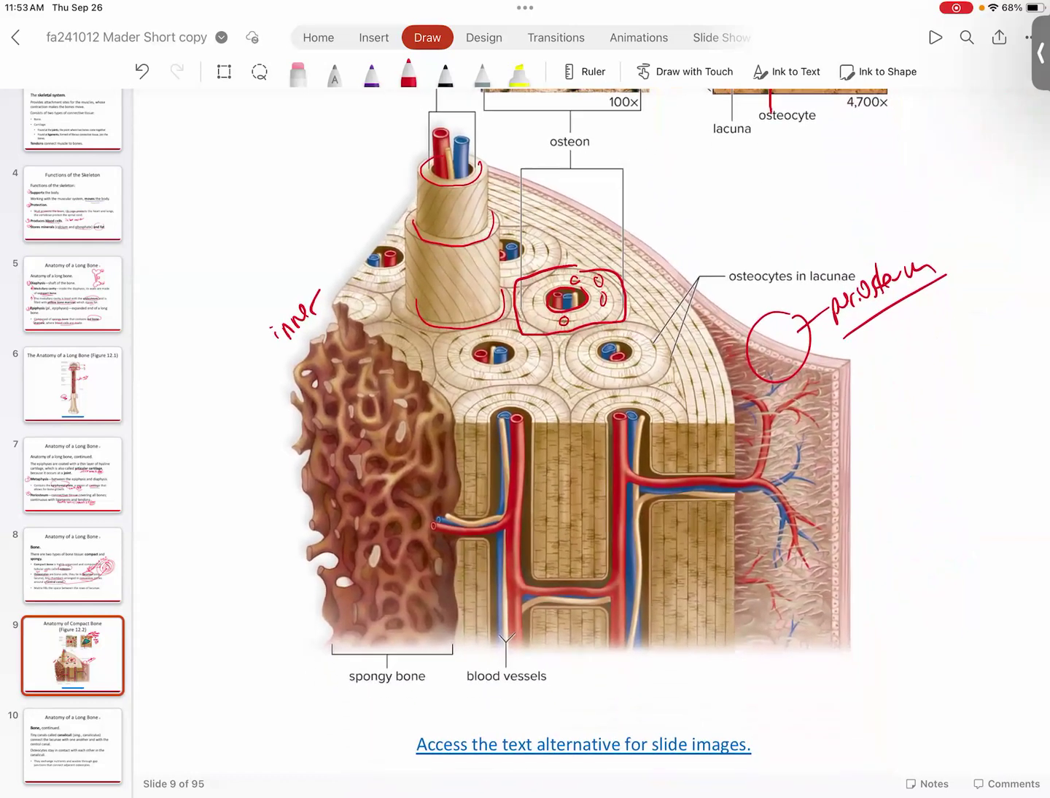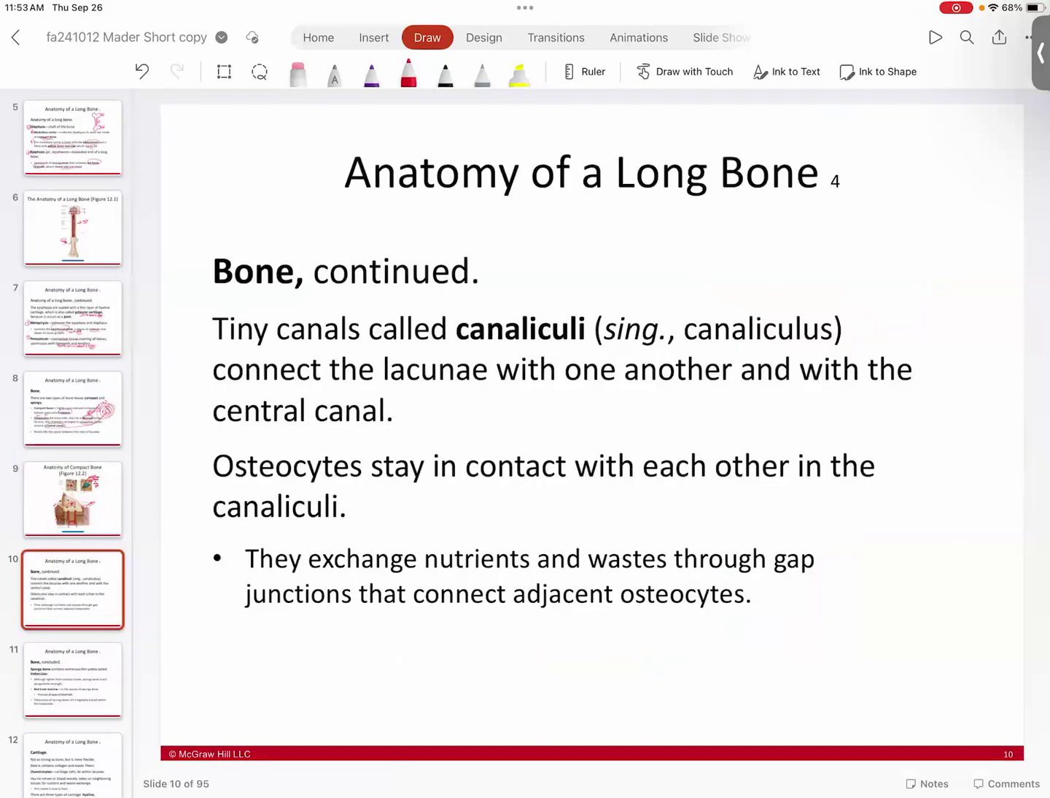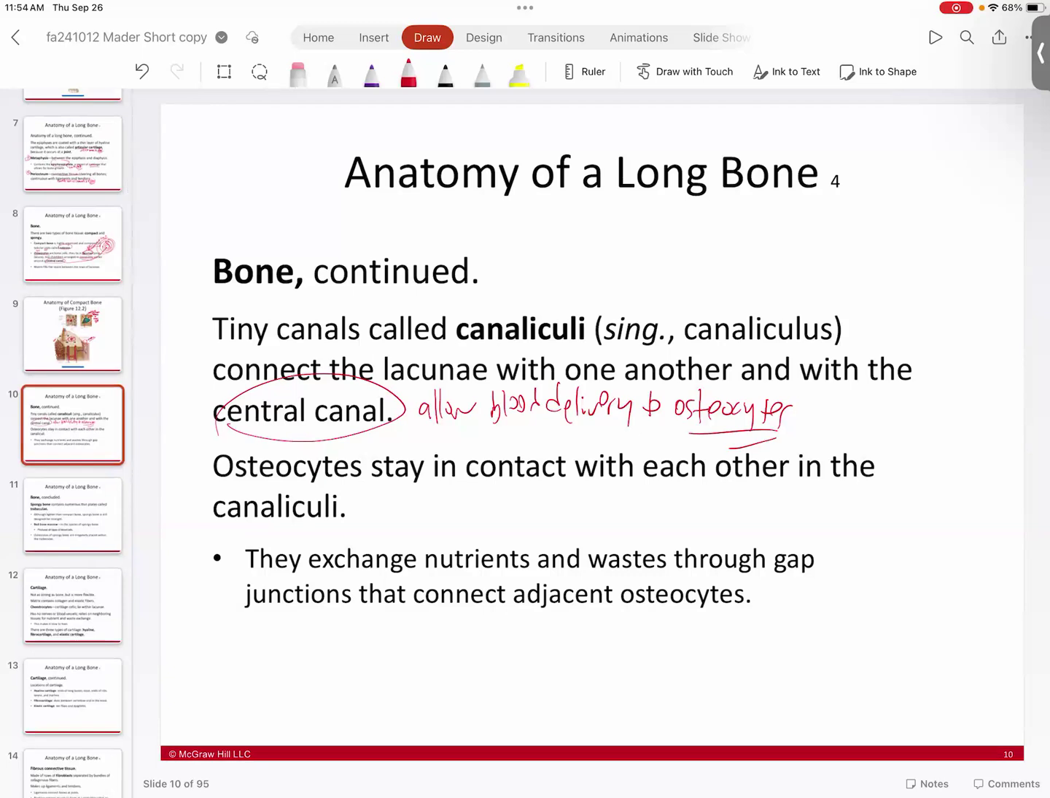If you take a look at it from the side, you can see that these central canals are long and cylindrical, so they run the length of your bone. And then every now and then you'll have these little cross channels that connect one osteon to the next. You can see they're all interconnected with each other and they're all highly vascular. The canaliculi connect one layer to another, and they also connect the cells to the central canal. This allows for blood delivery to the osteocytes, because remember, the osteocytes are living cells. They need oxygen and nutrients too. This is how they connect to that oxygen and nutrients, and how they interconnect with each other.